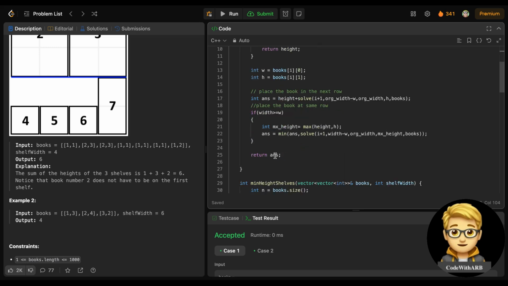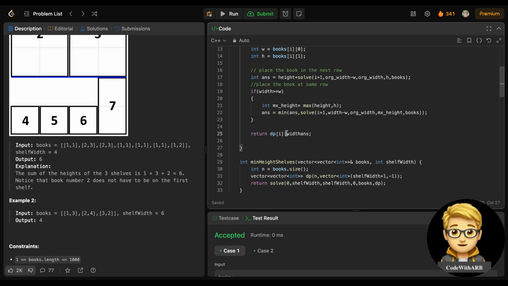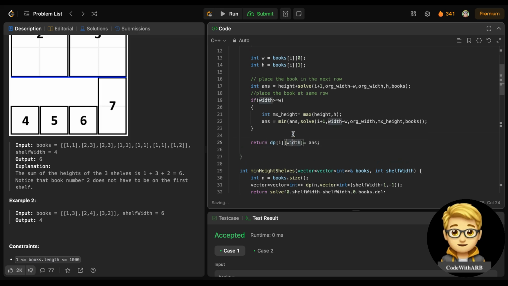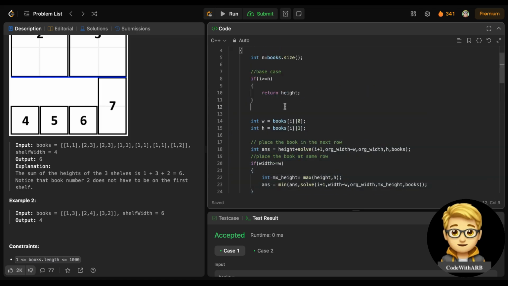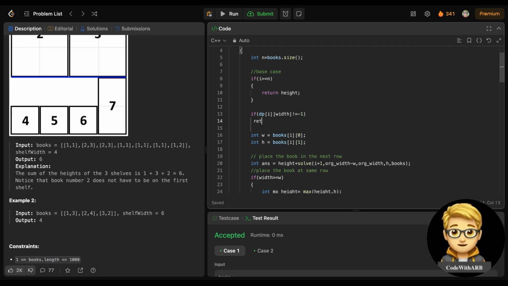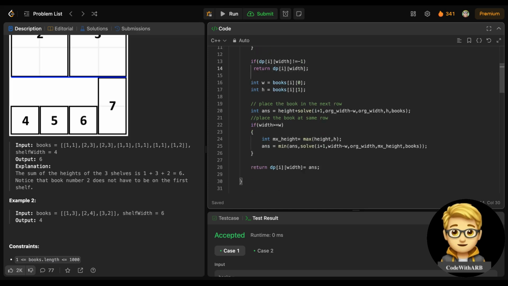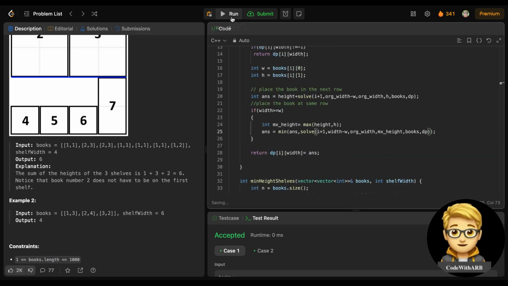And now what we need to do is memoize it further. For the change width, this is the width and this is the DP[i]. So just put this as the shelf width. Before going further, check whether the current ith value with this width value is already calculated in previous calls. If it is calculated, just return its value, and if it is not, we will check further. This is how we will memoize it. Also we need to pass the DP in the solve function, right? So this is how we will solve this question.